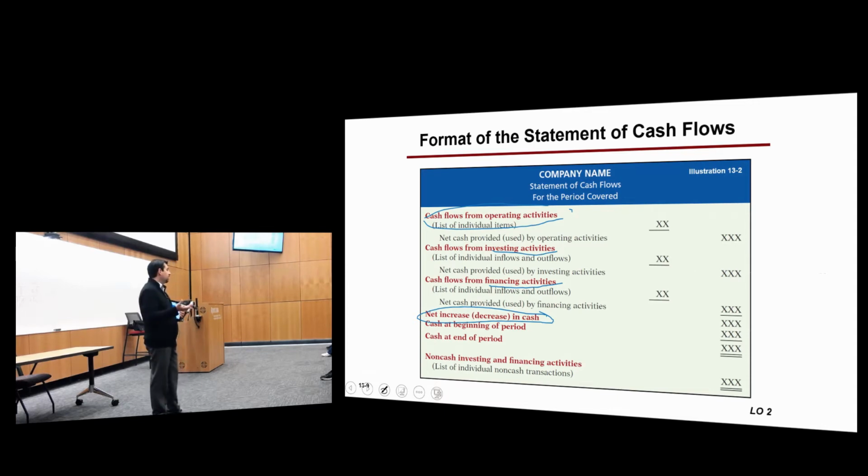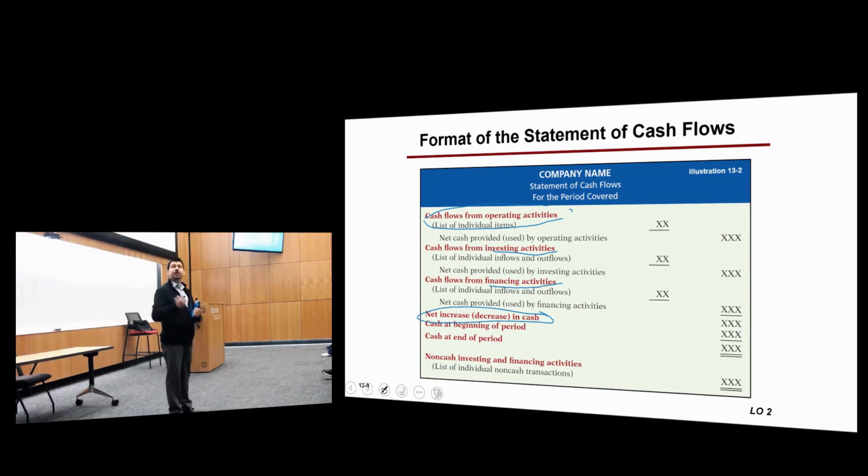Because at the end, those are the same transactions. You're just doing different calculations. But eventually, this is the same cash that the company has. This is whatever you have in your bank. So this is what you need to actually compare.